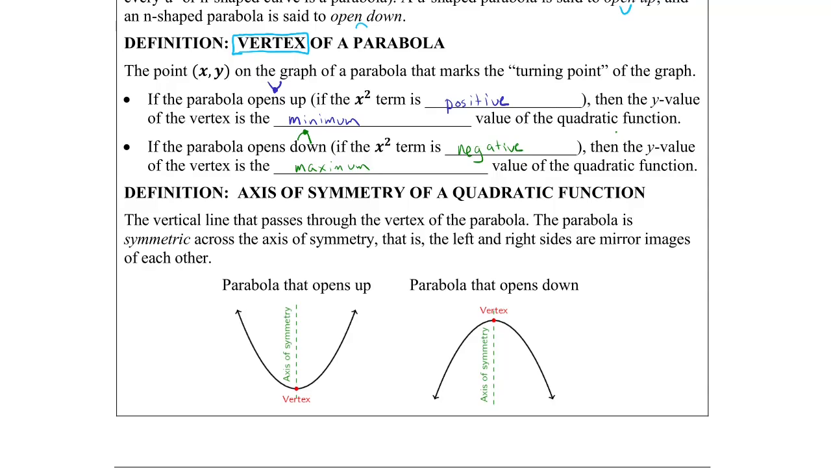And so here's just a sketch of the anatomy of a parabola. If we have a parabola that opens up, the vertex is here at the bottom, and then the parabola goes upward symmetrically on either side of that. If the parabola opens down, the vertex is here at the top, and then the parabola goes down symmetrically on either side of that.